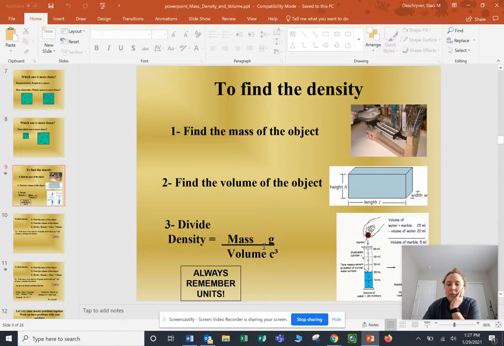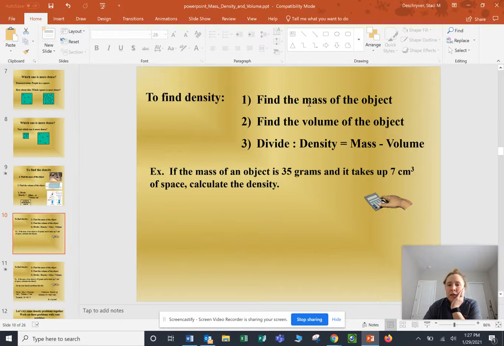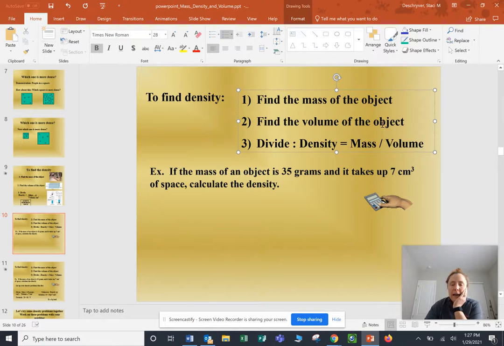Now your units are going to be in grams per centimeter cubed. That's a typo. That should have an M there. I'll just fix that right now. So it should be in grams per centimeter cubed. So to find the density, you find the mass of the object, you find the volume of the object, and you divide. Density is mass divided by volume.